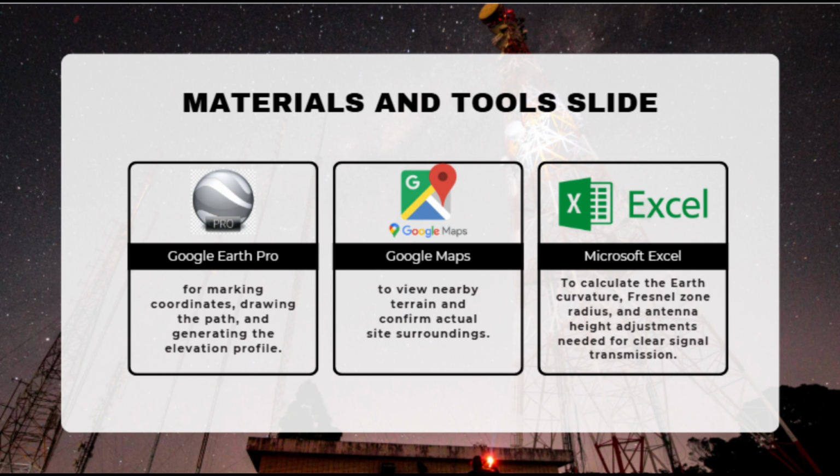Materials and tools slide: Google Earth Pro, for marking coordinates, drawing the path, and generating the elevation profile. Google Maps to view nearby terrain and confirm actual site surroundings. Microsoft Excel, to calculate the Earth curvature, Fresnel zone radius, and antenna height adjustments needed for clear signal transmission.